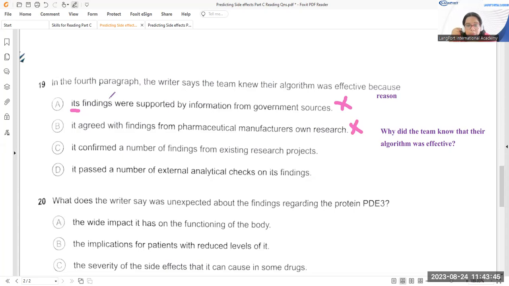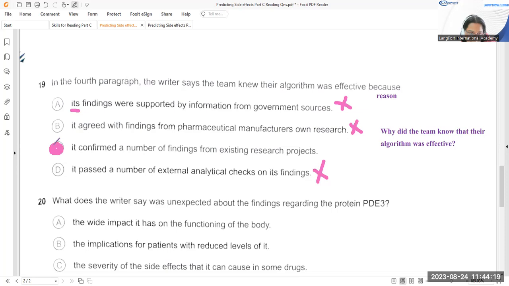In the fourth paragraph, the writer says that the team knew their algorithm was effective because it confirmed a number of findings from existing research projects. Maybe it can be a very good possibility, but let's have a look at the last option as well. The team knew their algorithm was effective because it passed a number of external analytical checks on its findings. Did they say anything about external analysis? No. So of course the answer is option C.